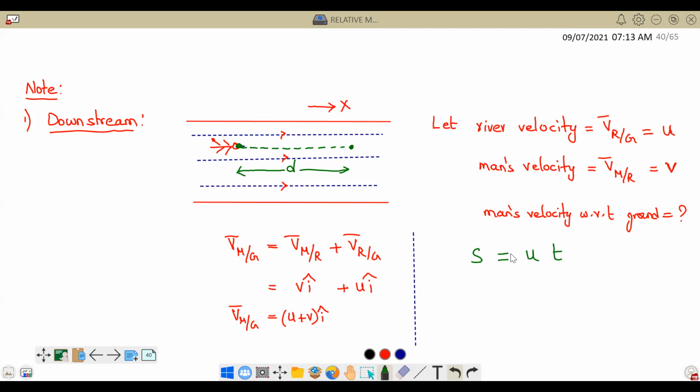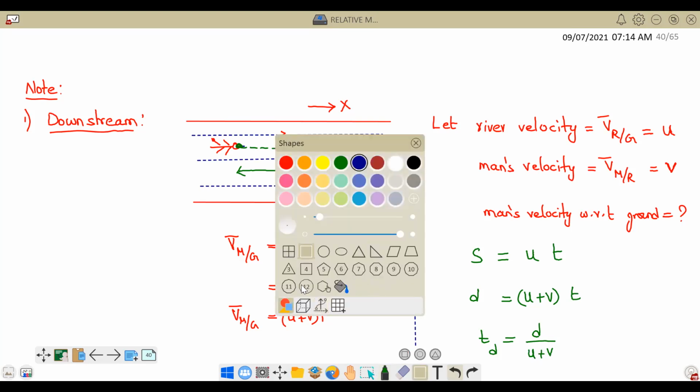Now I know the distance traveled is actually displacement only, because it is one dimension, we don't have to write anything, it is d i cap only. So d i cap is equal to this velocity, which is with respect to ground, (u plus v) times T. Therefore, time taken in the downstream is equal to distance traveled divided by (u plus v). Please remember this.